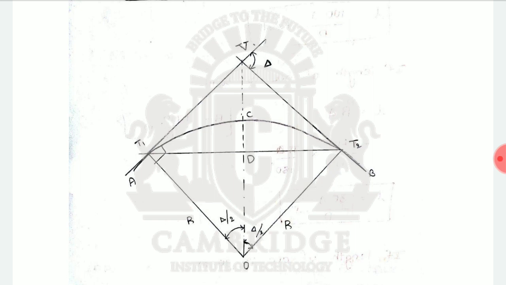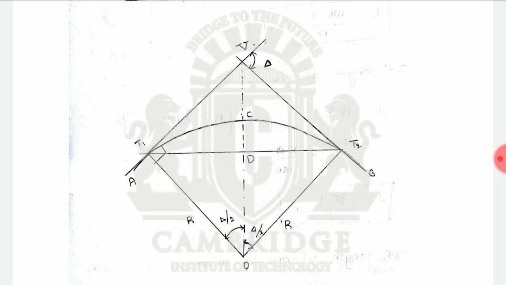In the previous sessions, we have derived the relation between degree of curve and radius of the curve. In this session, we will derive the equations for various elements or components of the curve, like length of the curve, tangent length, apex distance, mid ordinate, and radius of the curve. For various elements of the curve, we will derive the equation.